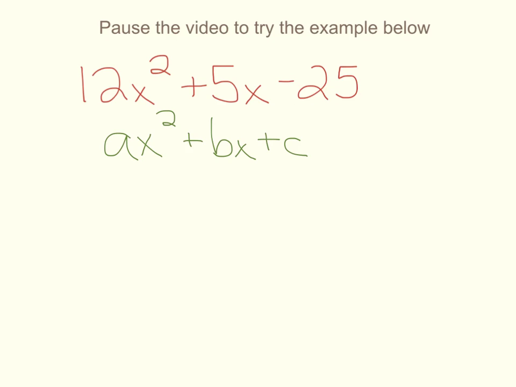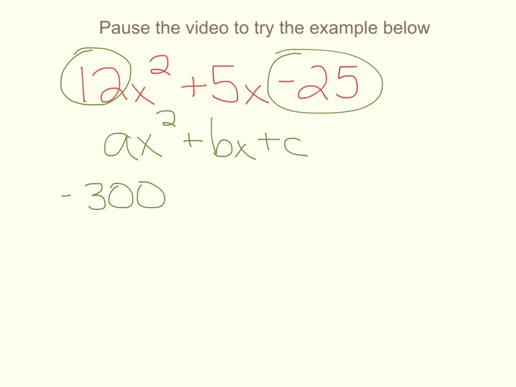So I need to find two numbers that multiply together, or I'm sorry, that 12 times negative 25 is going to give us negative 300. So I need to find two numbers that multiply together to give us negative 300, but that also add to give us 5. So we know that this would be 15 and 20, and the 15 would be the negative.